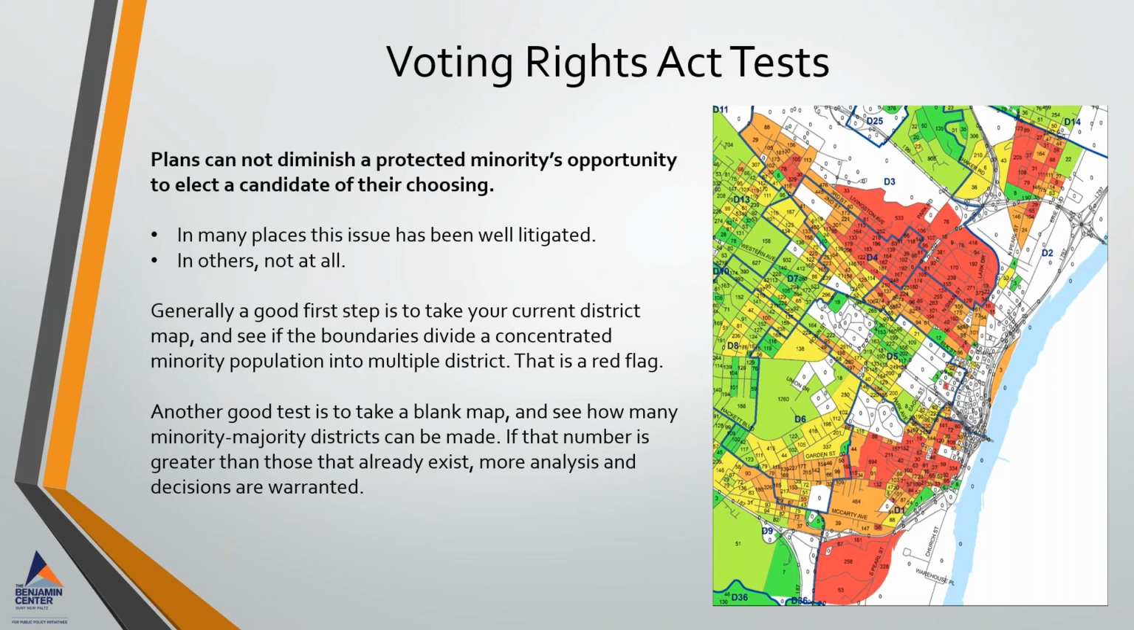So this is an undisclosed county legislative district right here. And if you look at the intersections of D2, D3, and D4 there, you can see that there is a high population density minority population that is split between three different districts. That would raise some red flags in a Voting Rights Act test. Next slide.